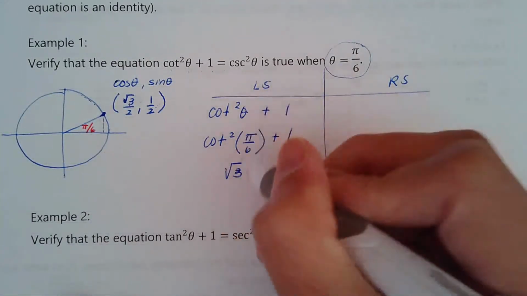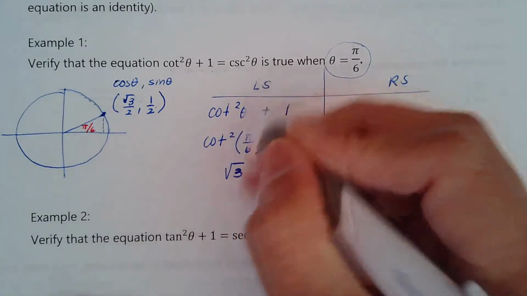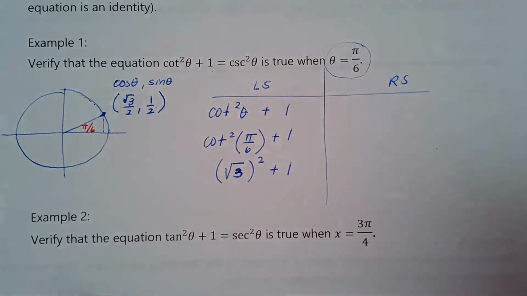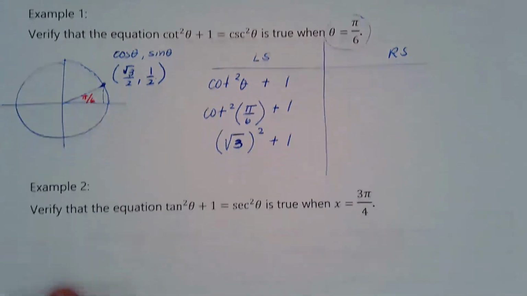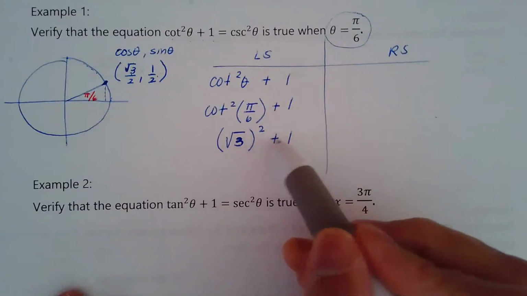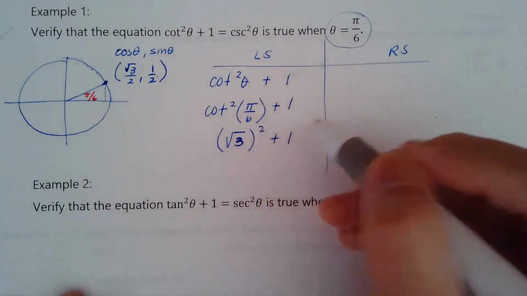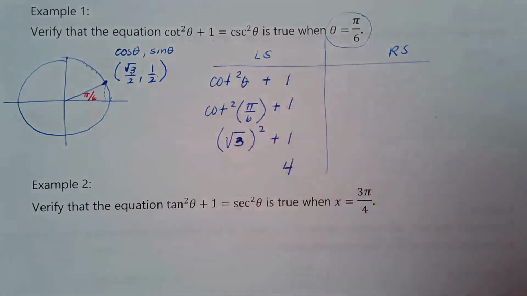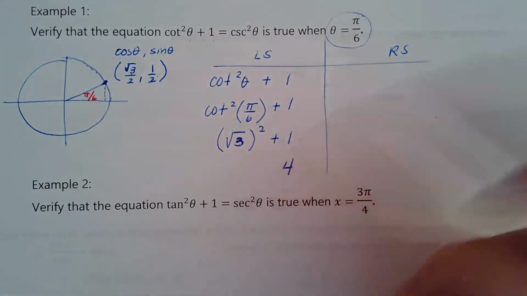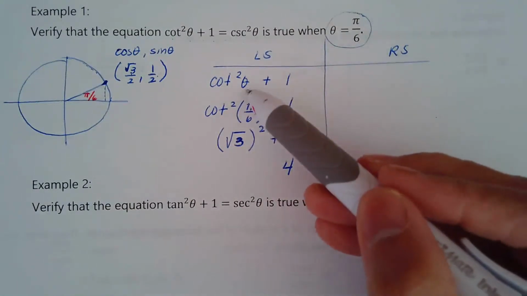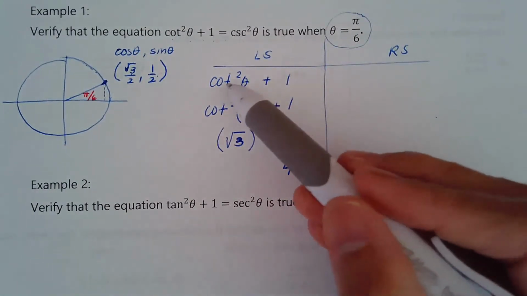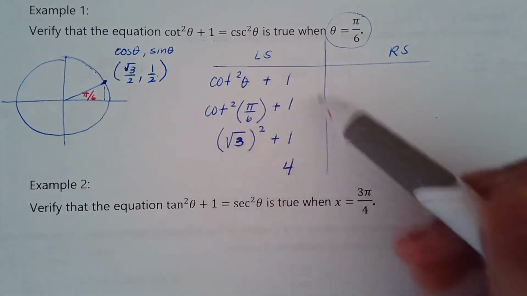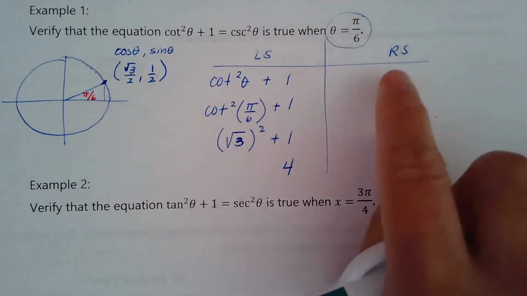And then what are we doing with the root of 3? We're going to square it, plus 1. Well, what is this? Root of 3 squared plus 1 is equal to 4. So the left side, when the angle is pi by 6, the value of this is 4. Now, what about the right side?